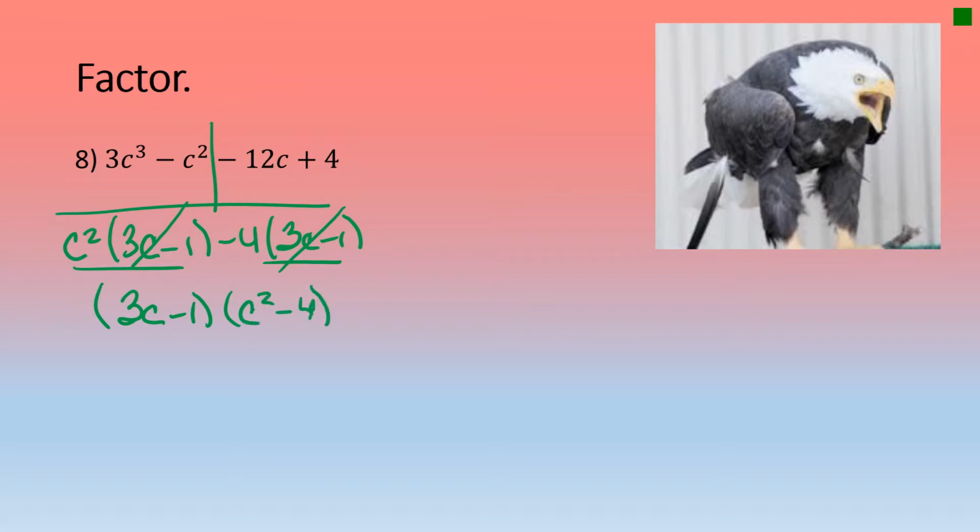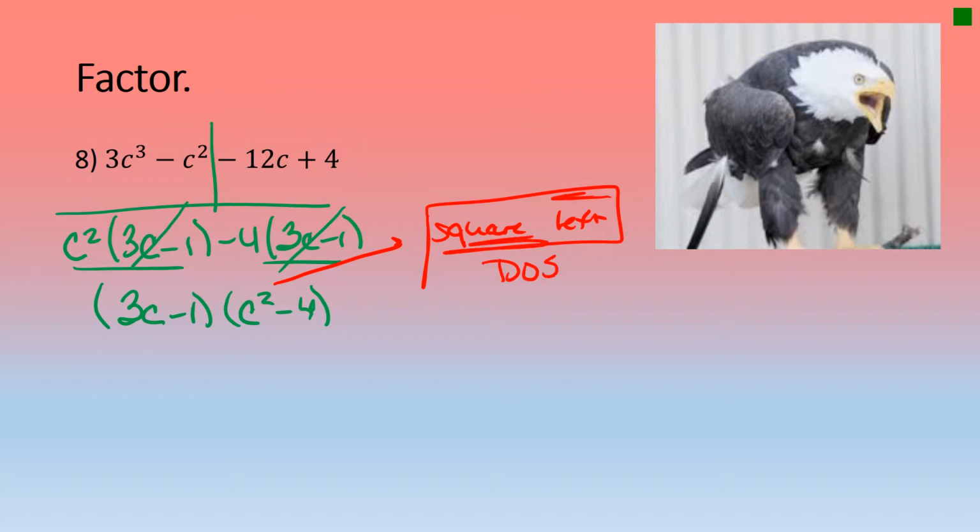C squared minus 4. I'm going to the red pen because there is a squared here. If I have a square left, that's a red flag. Can I do something else? Is it a difference of squares? Difference squares, it sure is. So rewrite 3c minus 1. Don't lose that. Break this one up into a plus and a minus. What squared gives me c squared? C. And what's the square root of 4? 2. I don't have any squares left. Did I forget a GCF? Nope. Yeah!